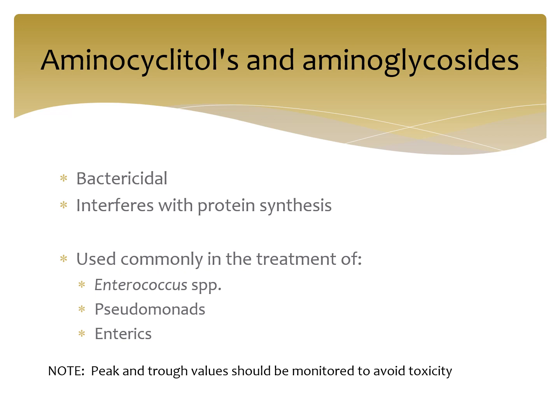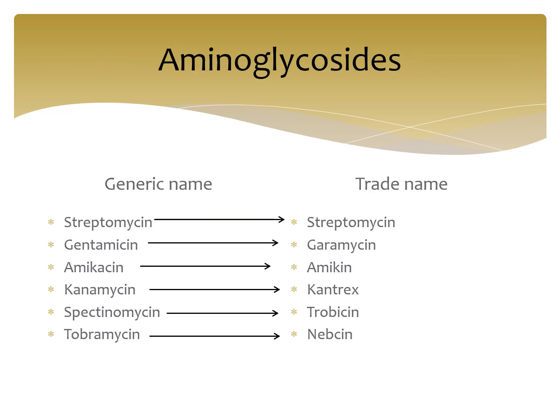They are used commonly in the treatment of Enterococcus, Pseudomonads, and Enterics. But this is a drug that needs to have peak and trough values monitored to avoid toxicity. We want to make sure to see that the maximum bacterial activity is being achieved without promoting toxicity to any part of the body. Again, the aminoglycosides cannot be used for anaerobes, okay? You're probably familiar with some of the aminoglycosides. Some of the generic names would be streptomycin and gentamicin, amikacin, kanamycin, spectinomycin, and tobramycin.